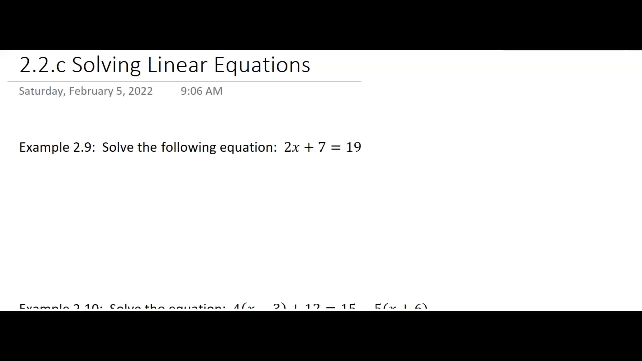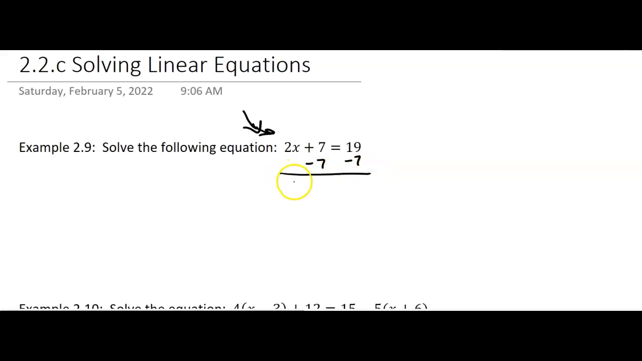We're going to start talking about solving linear equations. So we have a linear equation right here. Oops, well, I guess over there. We try to get x by itself. So the first thing we're going to do is subtract 7 from both sides.